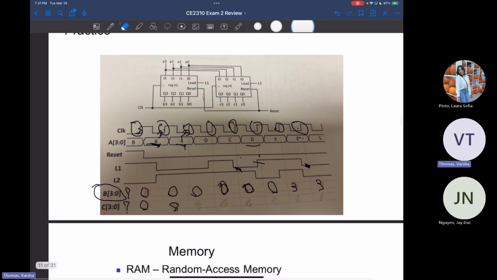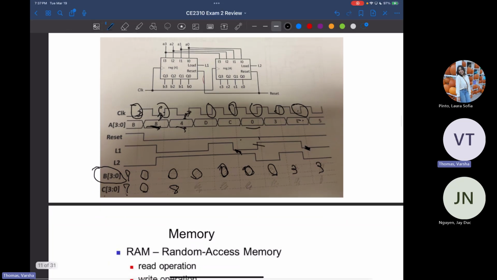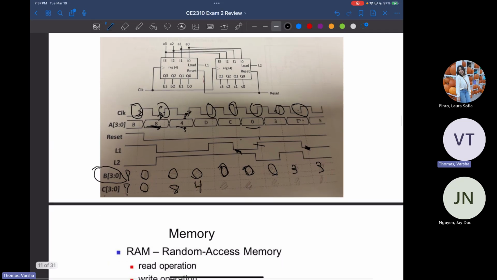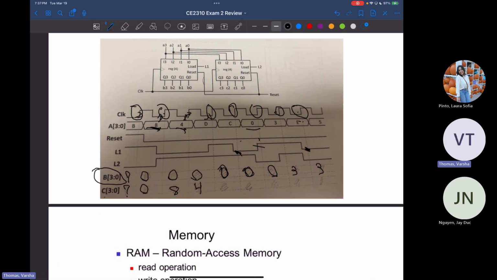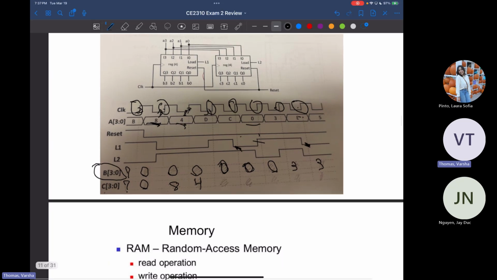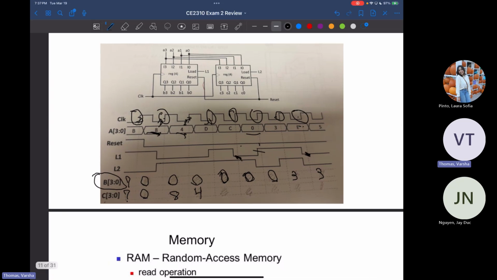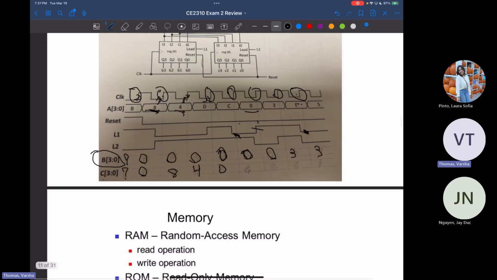We're at the third rising edge, and that's 4. Let's look at our L2. L2 is at 1, so we're gonna use that input. And we move on to the next rising clock. Our L2 is still at 1, so we're gonna change the input again. This time it's a D, so we put a D, and we move on to the next rising edge.